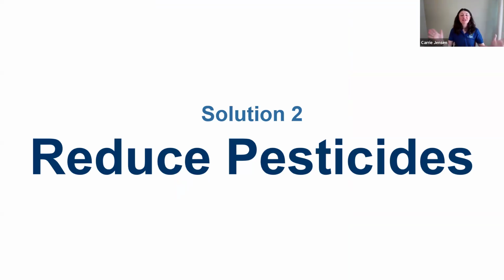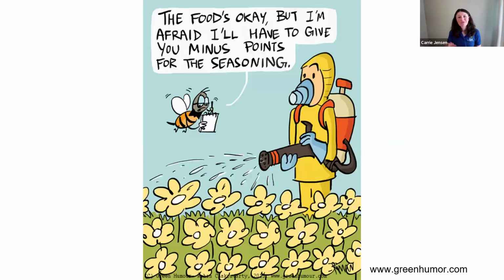Okay, so we build it, we build the habitat. Now the second thing we need to do is to reduce our pesticide usage. And I apologize if the master gardeners who are from Nevada have seen this too many times, but I think it does make a pretty good point. So the bee says the food's okay, but I'm afraid I'll have to give you minus points for the seasoning.